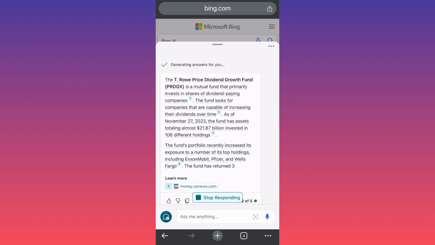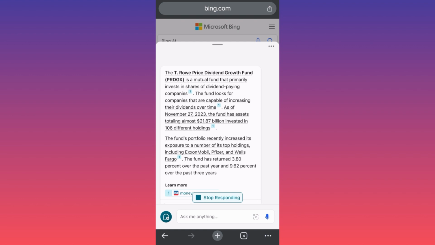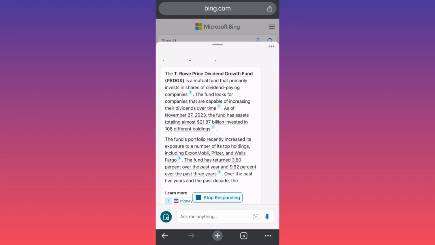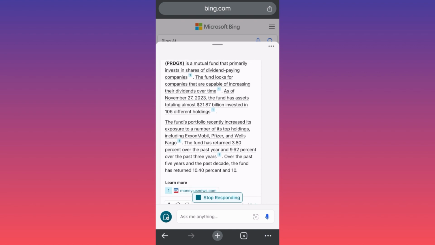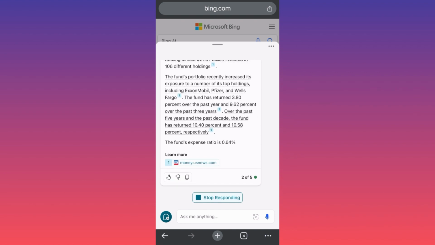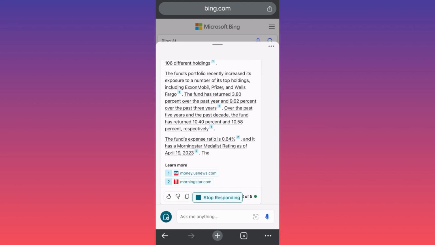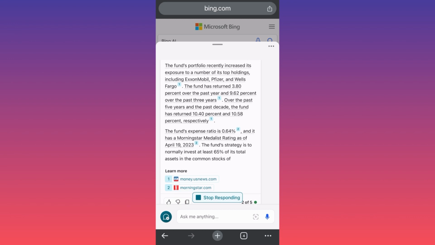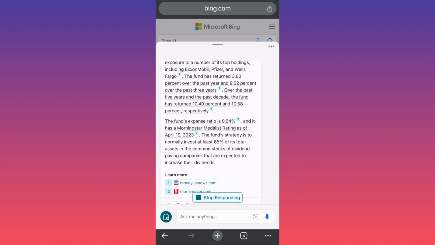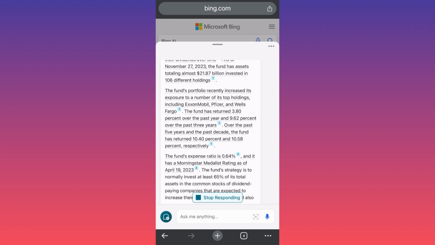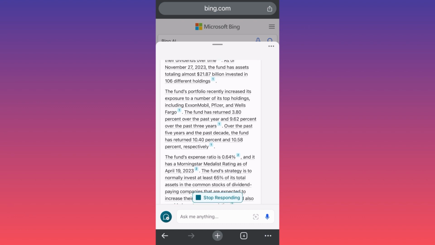So let's see. The T. Rowe Price Dividend Growth Fund is a mutual fund that primarily invests in dividend-paying stocks capable of increases, blah, blah, blah. Okay, so the fund assets total around $21 billion. The fund has returned 3.8% over the past 3 years. That's kind of low. 3.8% over the last 3 years. Those 3 years were 2023, 2022, 2021. 2021 was the strongest year for everything. I don't know where they were.